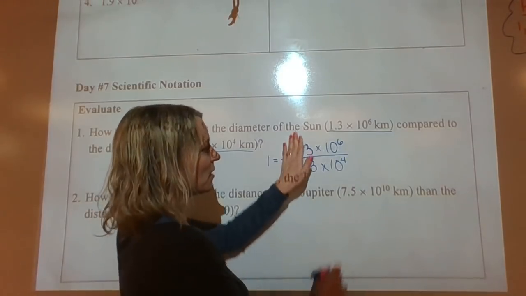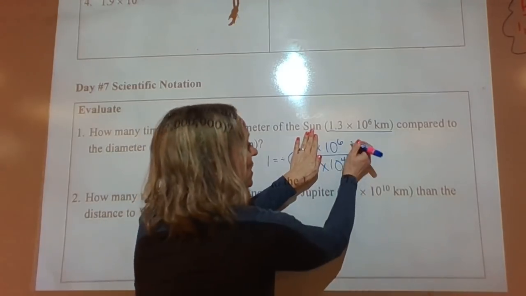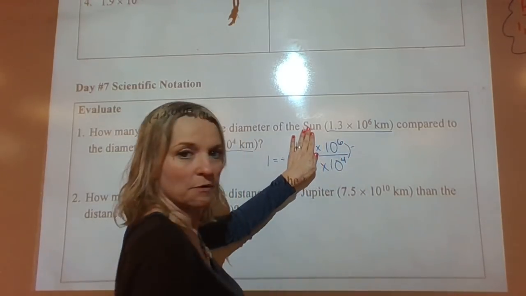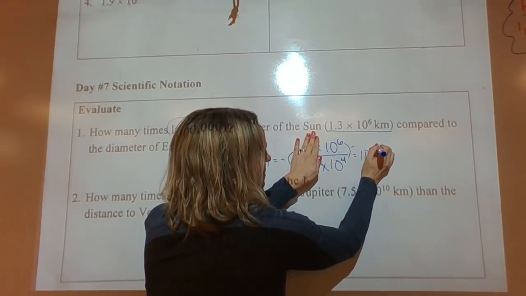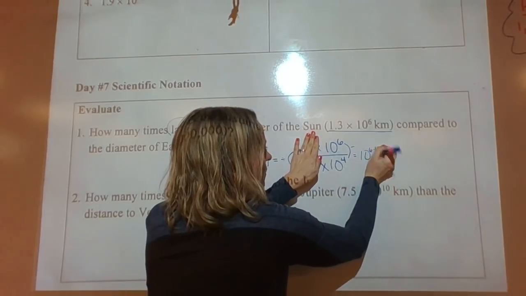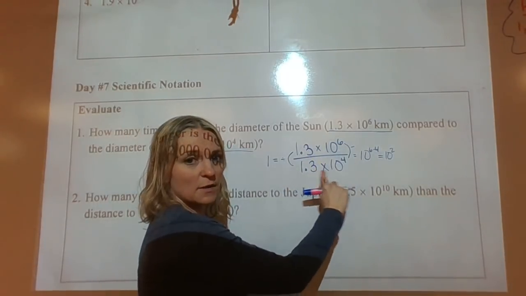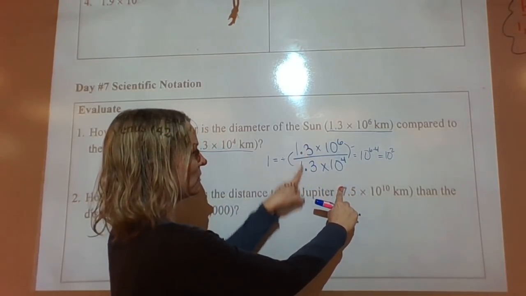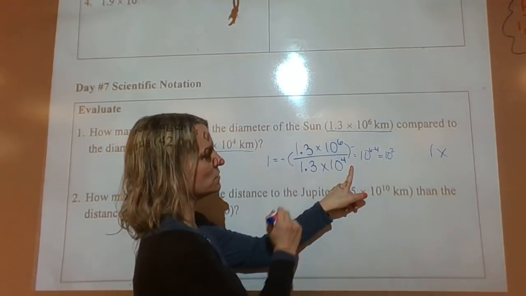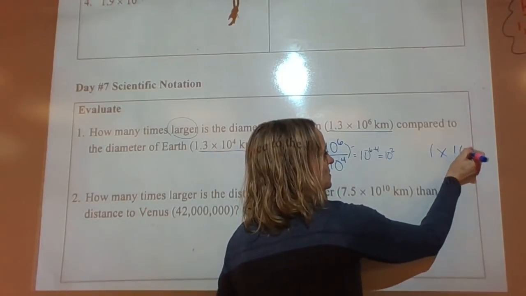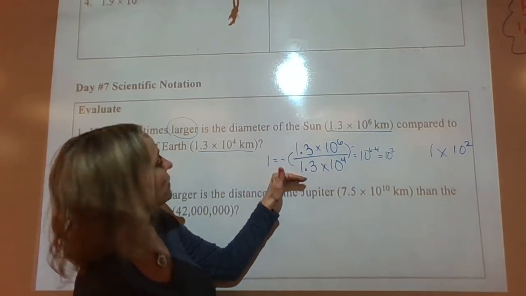Okay? Then I can look at my exponent part. If I'm dividing exponents and they have the same base, we've learned that we can just subtract those exponents, right? So that would make 10 to the 6 minus 4, which makes 10 to the 2nd power. All right, so if I'm taking this divided by this, my answer is just whatever I get when I divide these two numbers. So it would be 1 times the difference of those exponents, 10 to the 2nd power, so 1 times 10 to the 2nd power. So that's how many times bigger the sun is compared with the earth.